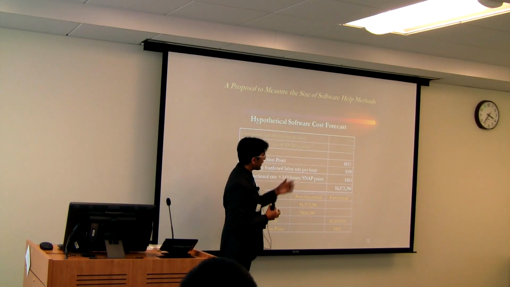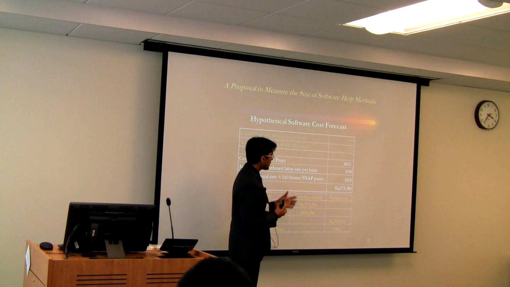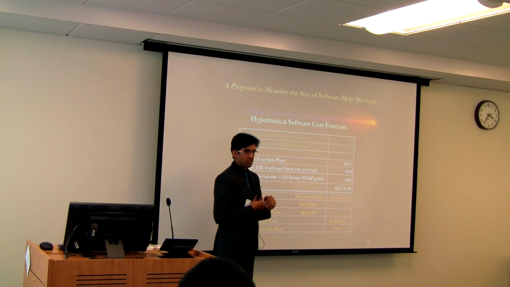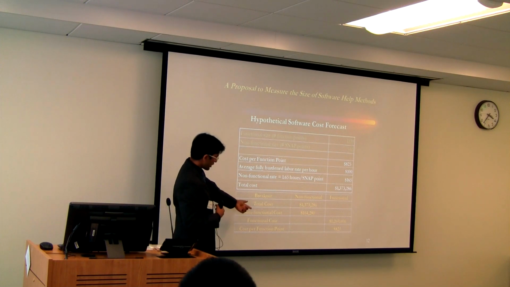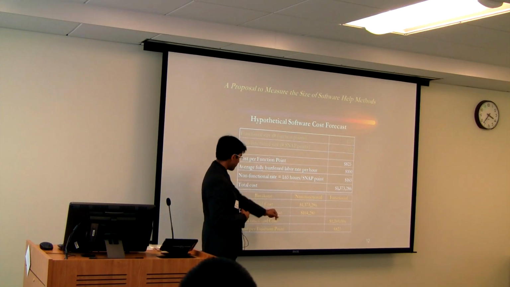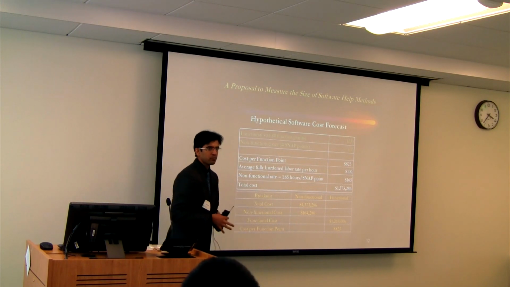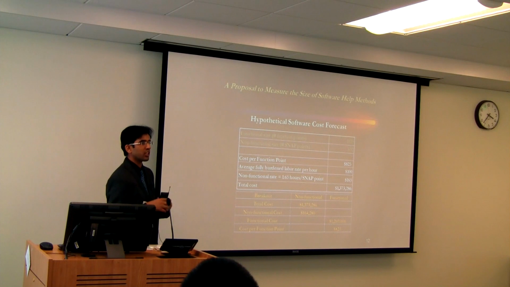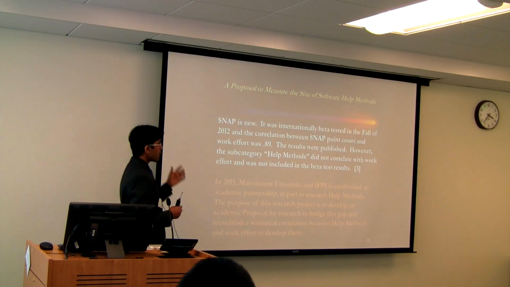We are looking at a software cost of around $1,373,286. Here you can see the cost breakup. There is a non-functional cost and the functional cost. The functional cost is the major cost. And then we derive the total cost for the software by combining the non-functional and the functional cost of this software. So SNAP is very new.